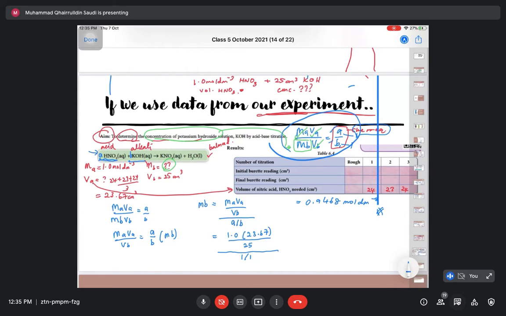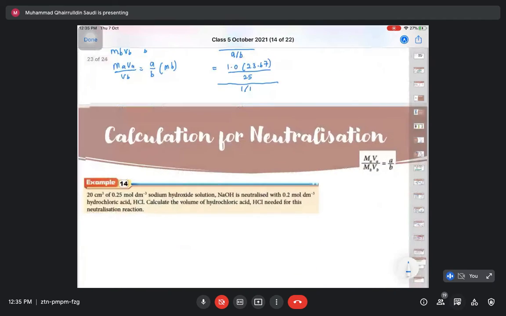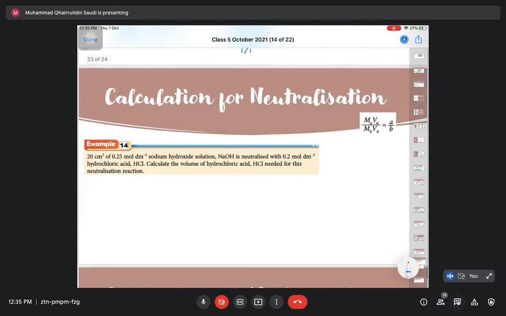Yes. Let's take a look at two more examples and then we will finish our class. Two more examples. So, calculation for neutralization. Okay, terus tulis siap-siap our formula there. MAVA equal to MBVB. 20 cm cube of 0.25 mol per dm cube of sodium hydroxide solution. So, this is our alkali.